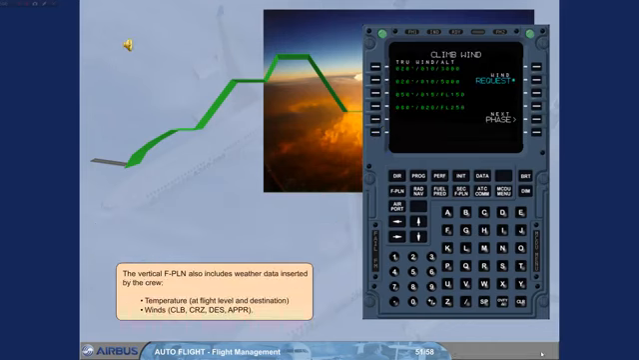The vertical flight plan also includes weather data inserted by the crew: temperature at flight level and destination, and winds, climb, cruise, descent, approach.